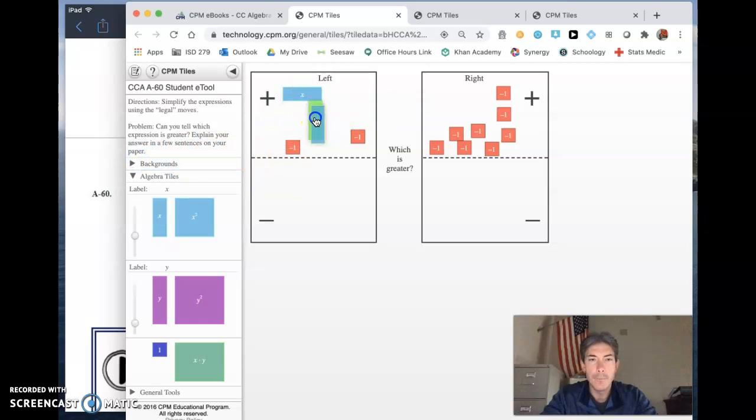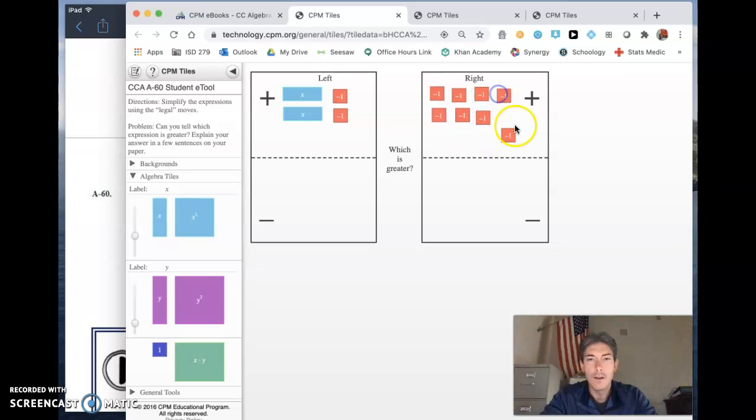Now here we go. Over here, I've got 2x and I've got 2. Over here, I've got -8. Okay, I'm sorry, I said over here on the left I've got 2x. I should have said 2x and -2. Over here, I've got -8. Which one of these is bigger?